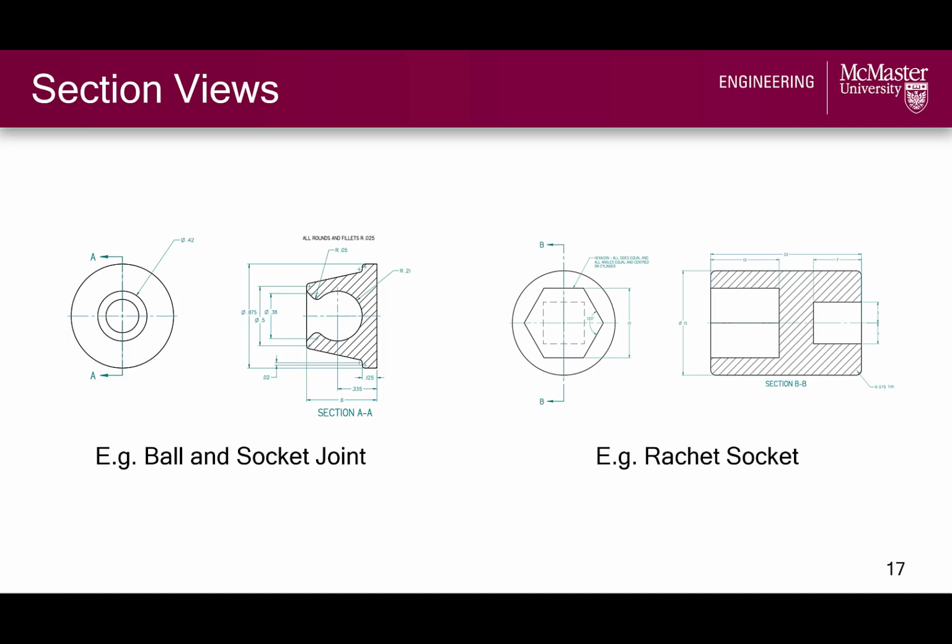Also note that all of these examples are of full section views where the cutting plane passes all the way through the object. Other types of section views include half-section views, where the cutting plane only passes halfway through symmetric parts. And there's also offset section views, which are like full section views, but where the cutting plane is stepped or offset to pass through important features that don't lie on the same plane. Even more types of section views exist, but we will focus on full section views for the purposes of this course.